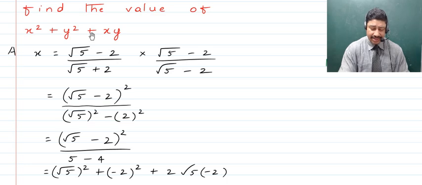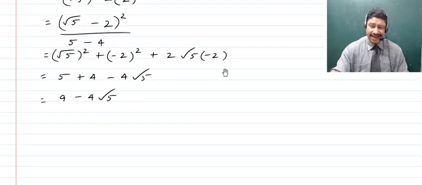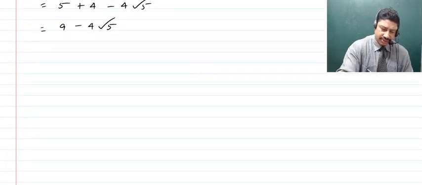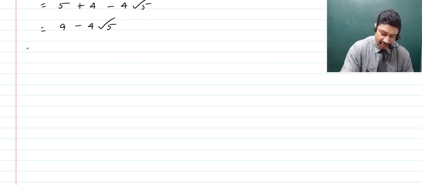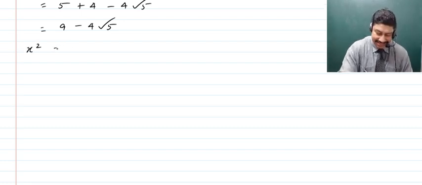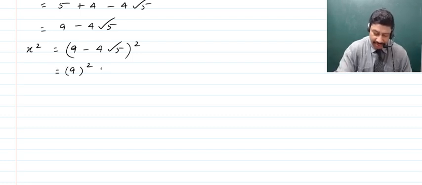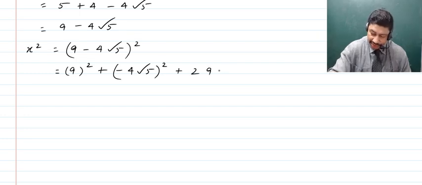Now remember children, we have to find out the value of x square plus y square plus xy. So after getting to this, we also require to find out what x square is. So now to find out the value of x square, obviously this is now required to be squared. That means 9 minus 4 root 5 requires to be squared. As such, this is going to become equal to 9 square. Then we will have plus minus 4 root 5 whole square, that is b square, and then the 2ab term, that is 2 times 9 times minus 4 root 5.